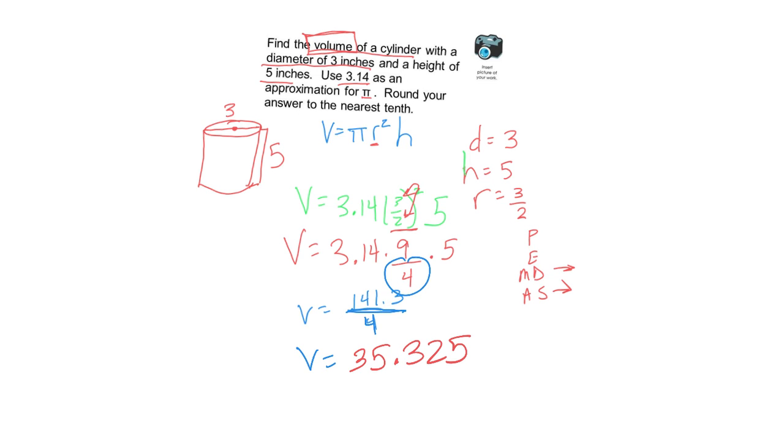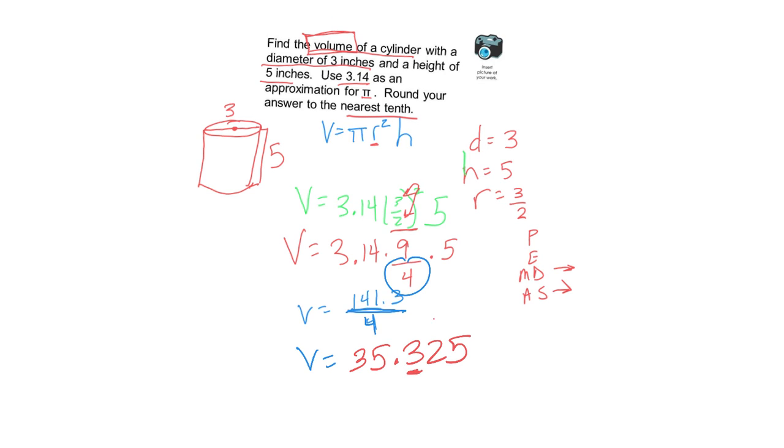So 14 divided by 4 is 3, 2 left over. 21 divided by 4 is 5. So it looks about right. Always check for common sense, check it to see if it's right, because you could type something in wrong in the calculator. All right, going back to my directions, round your answer to the nearest tenth.